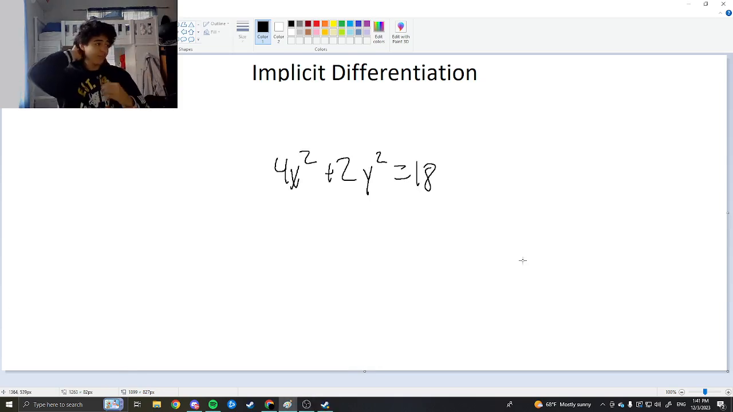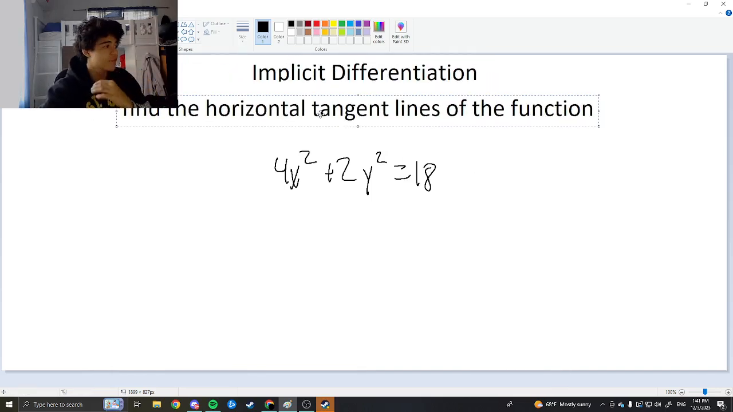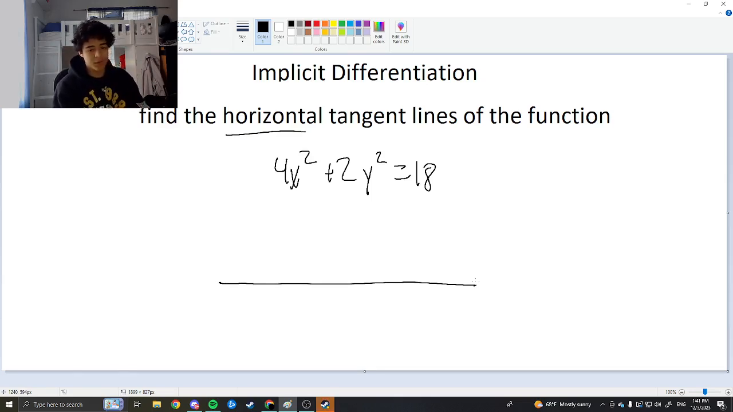Okay, so an example of when to use something like this is when it gives you an equation and tells you to find the horizontal tangent lines of a function. So let's break this down. The horizontal tangent line, right? A tangent line is the instantaneous rate of change, or the slope at one point. And if it's horizontal, that means it's a completely sideways slope line. So that means when the slope equals 0, because with 0 slope, this is a horizontal tangent line.